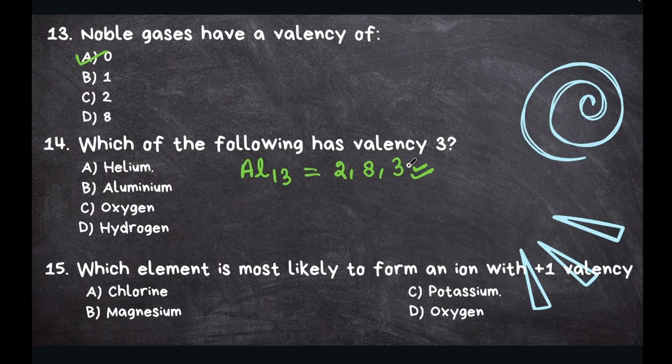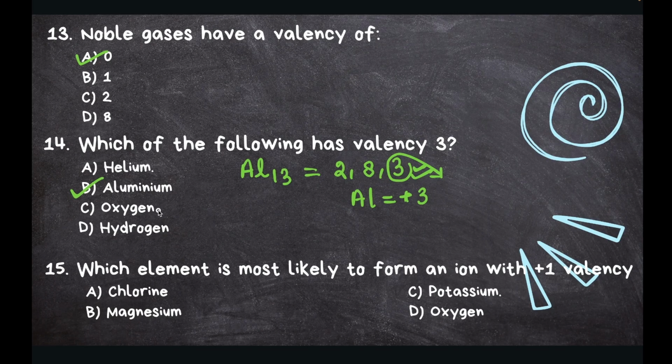So to get a stable electronic configuration, aluminium loses all its 3 electrons and gets valency +3. So aluminium is the right answer.